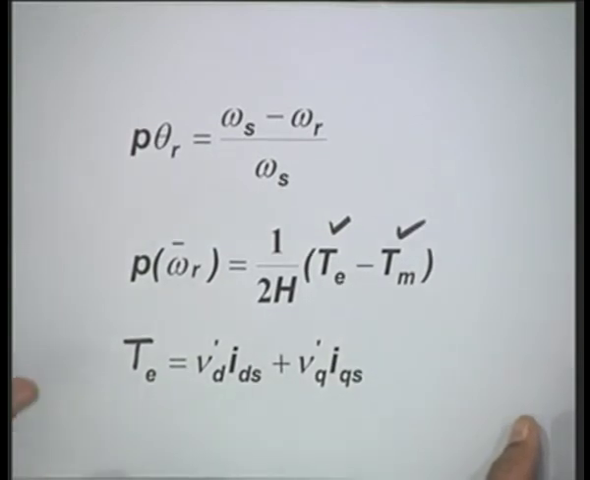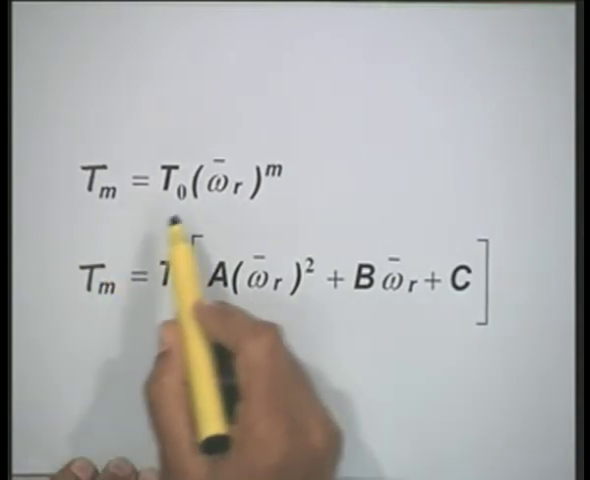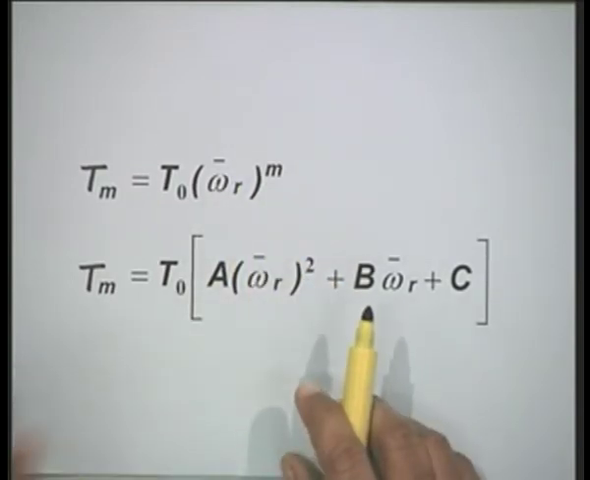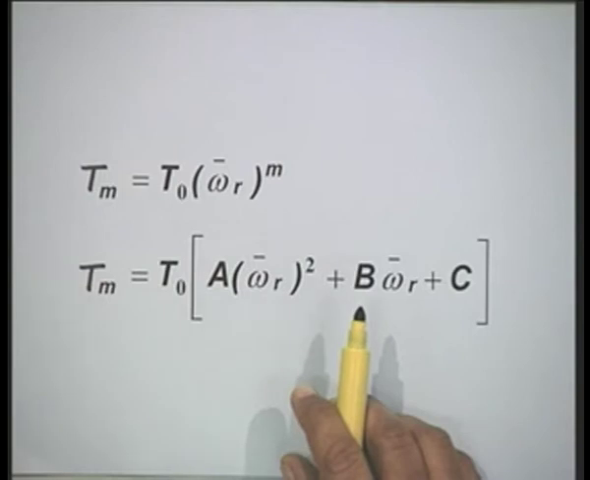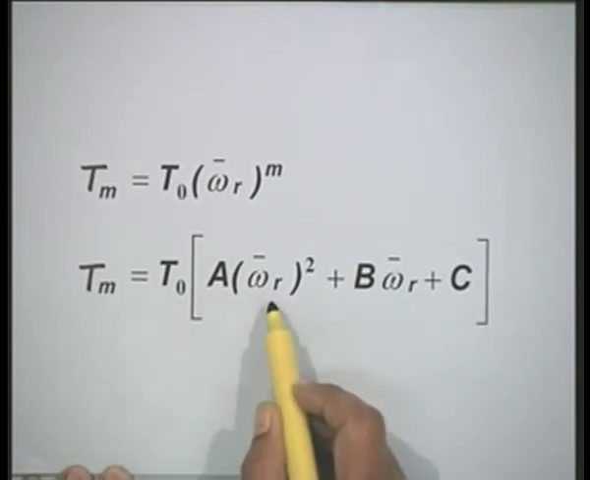Further, Tm is the load torque. This load torque also depends upon the speed, and therefore the equation used to represent the load torque is Tm equal to To omega r bar to the power m. Here omega r bar is the speed of the rotor expressed in terms of the synchronous speed of the machine, that is, a per unit speed. Another expression for torque may be Tm equal to To times A omega r square plus B omega r plus C.